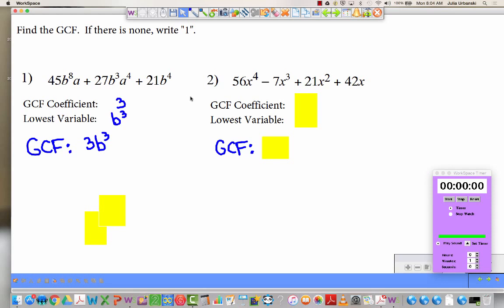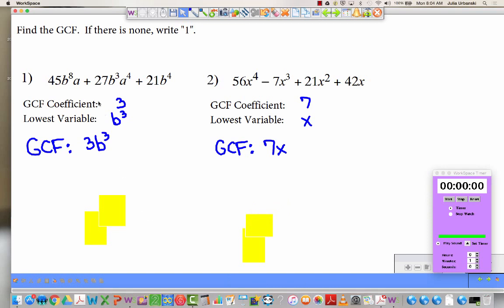All right, number 2. The number that can go in 56, 7, 21, and 42. 7, good. Now, for the variables, this only has one variable, so just deal with that one. X fourth, X3, X2, X first. Which one is it? X first. You go with the smallest, so it'll be 7X.